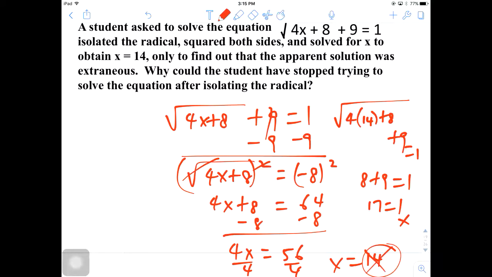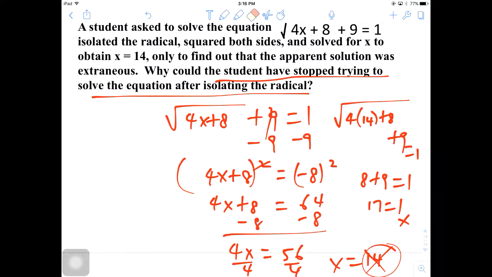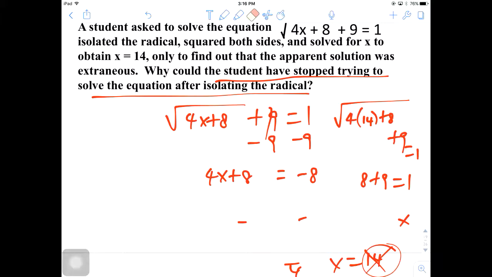How come? It doesn't seem like the student made a mistake. Well, why could the student have stopped trying to solve the problem after isolating the radical? That's the hint. So after they isolated the radical, let me try to undo this. After isolating the radical, this is what you have, okay? So I'm going to erase everything else. So I have the square root of 4x plus 8 equals -8.